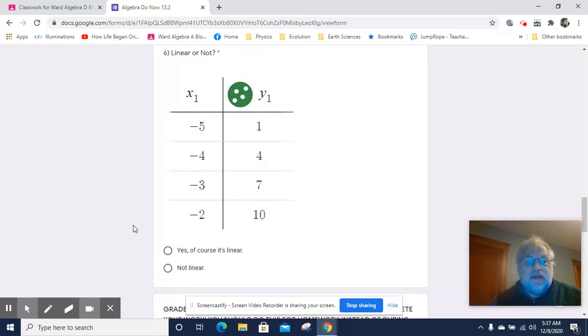Linear or not? This one's in a table. Oh, look, I just reversed the numbers. So -5, -4, -3, -2. And instead of going 10, 7, 4, 1, I went 1, 4, 7, 10. So in this case, we're adding 3 each time while x is going up by 1. So yes, of course, it is linear.